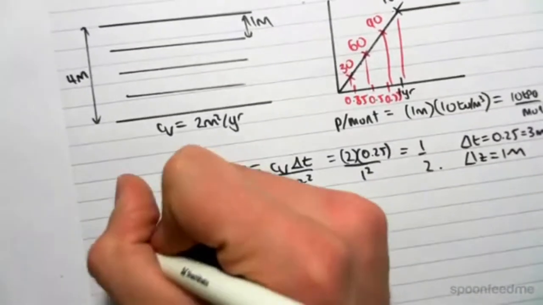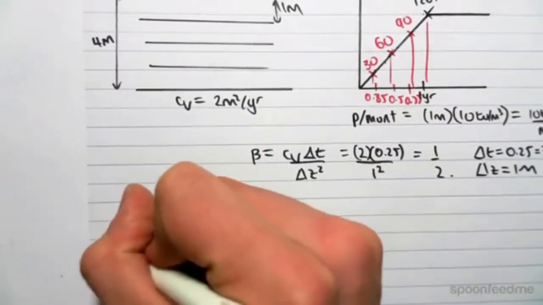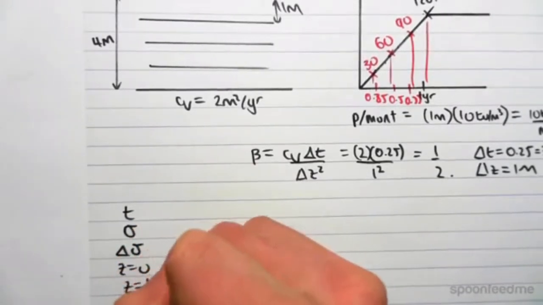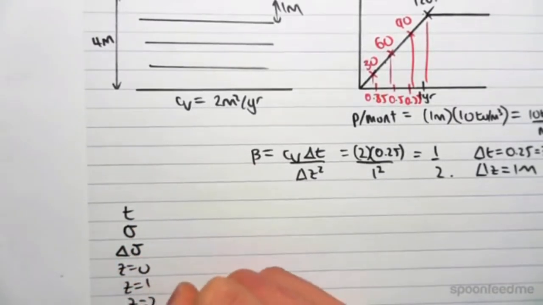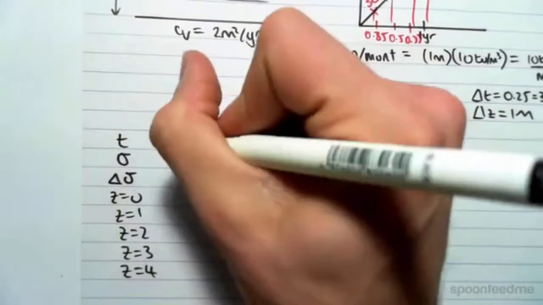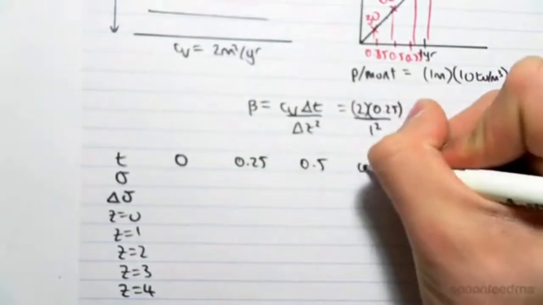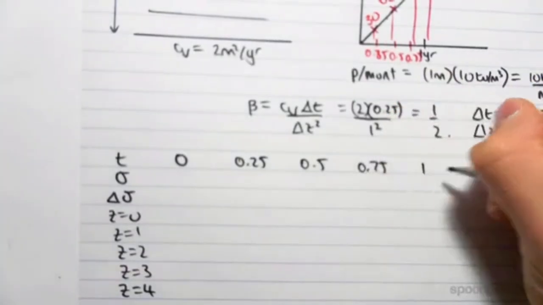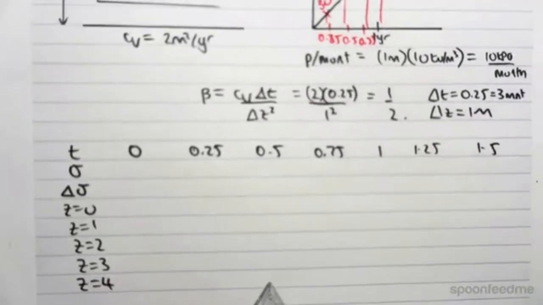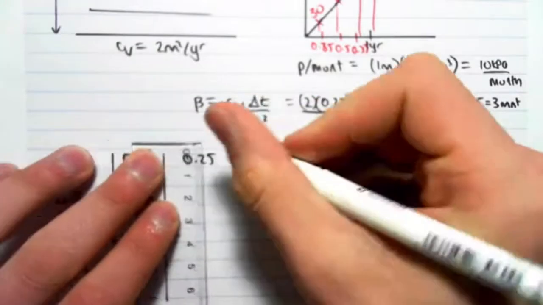We would then, as always, come to draw our numerical table. So time, stress, change in stress, Z equals 0, Z equals 1, Z equals 2, Z equals 3, and Z equals 4. So let's look at time 0. So time 0.25, these are just our increments of time. So 0.75 would get to 1 year, 1.25, and let's stop at 1.5 years. So we would then rule off these points.